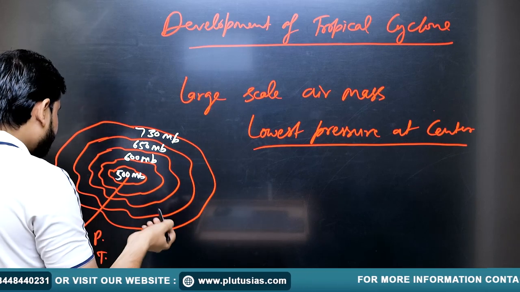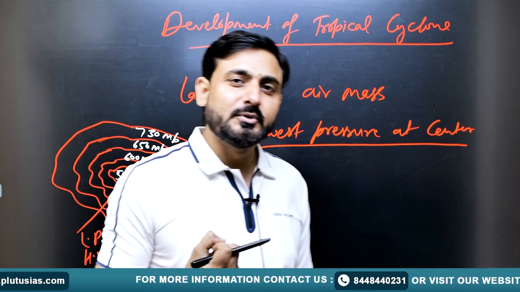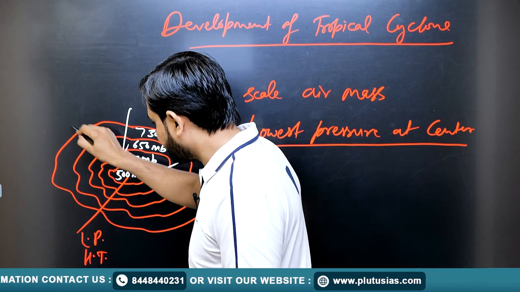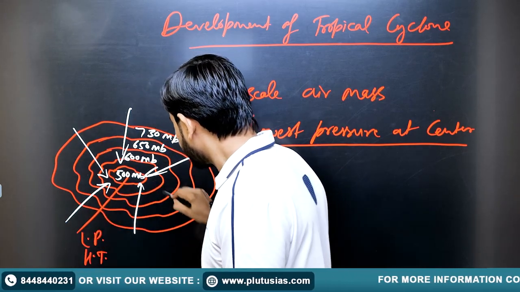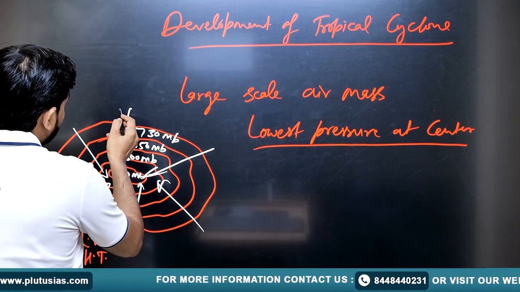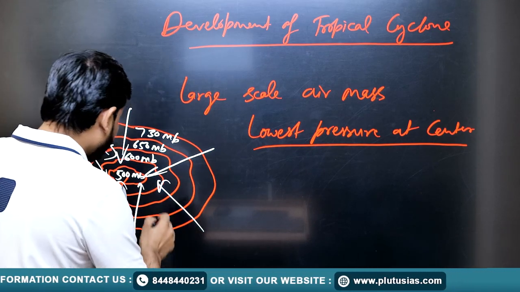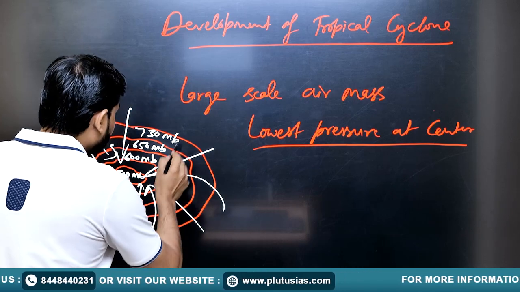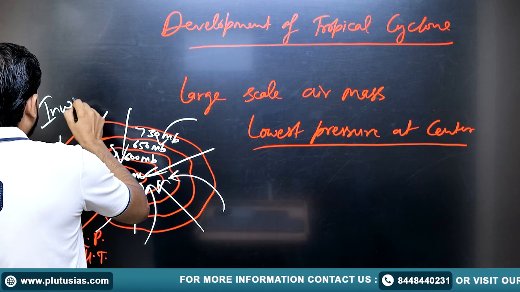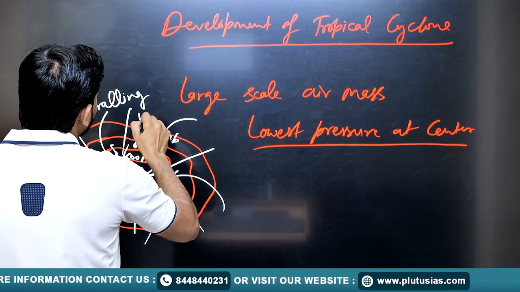So you can experience here wind likely to move from high pressure to low pressure. Wind always move from high pressure towards the low pressure. So wind likely to move in this manner. Now due to Coriolis force, this wind will deflect towards right hand in northern hemisphere. So, it will be inward circulatory wind, inward spiraling winds.